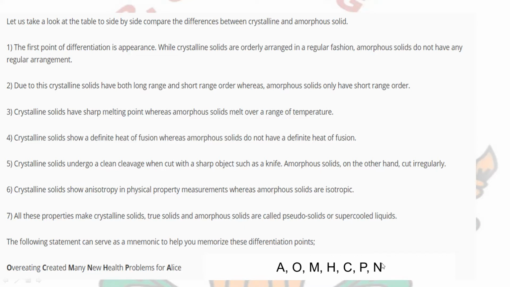Next is the N. N here stands for the nature of the solids. Crystalline solids have the nature of pure solids; they are considered true solids. The amorphous solids have the nature of pseudo solids, and they are also known as super cooled liquids. So this was the difference between the crystalline solids and amorphous solids.